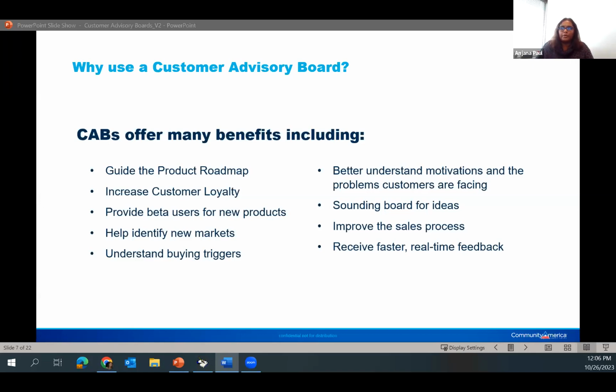And when you're looking for that product market fit, a customer advisory board can help you understand the underlying motivations for buying the products that they choose and help you learn about the different problems that they're facing. If you believe that there's some opportunities within your sales process, an advisory board can help you identify what those areas of improvement could be. And probably the biggest benefit of having an advisory board is you can receive faster and real-time feedback from them.